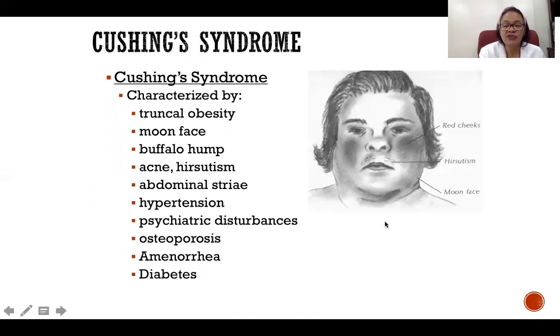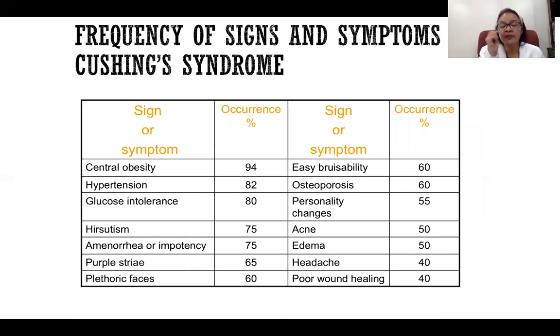These are the manifestations of patients with Cushing syndrome. There might be truncal obesity, moon facies, buffalo hump, a lot of acne, and hirsutism. There are hairs here. Because of the truncal obesity, there would be abdominal striae, hypertension, some psychiatric disturbances, osteoporosis, amenorrhea, and even diabetes. These are the signs and symptoms in terms of their percentages. The most common is still central obesity, followed by hypertension, glucose intolerance, hirsutism, and so on. These are the common signs and symptoms in patients with Cushing's syndrome.